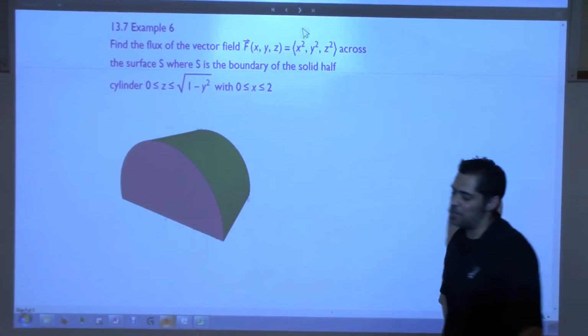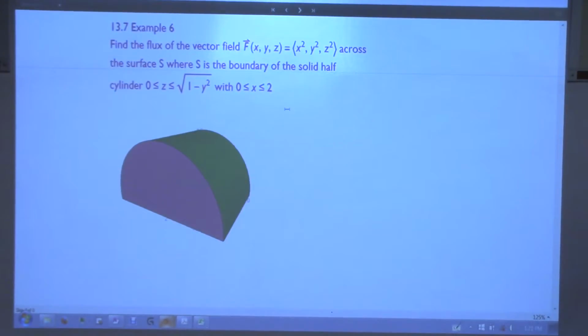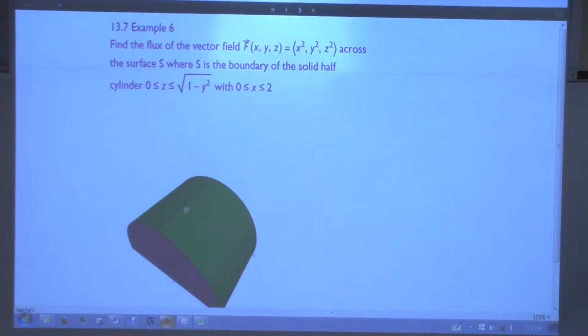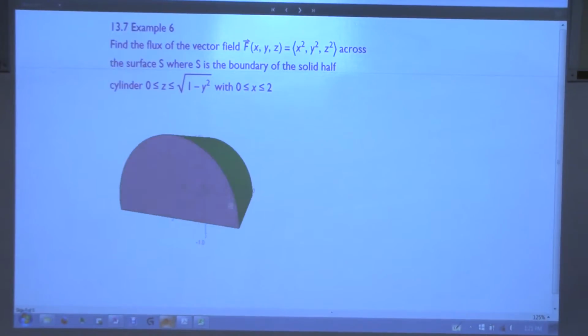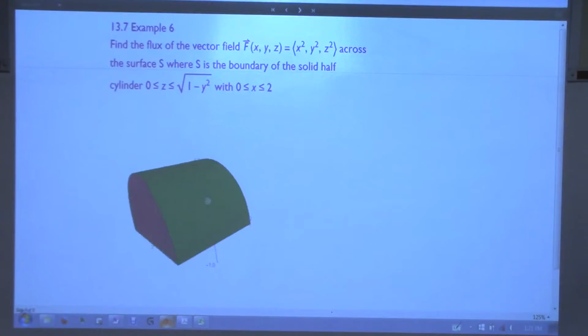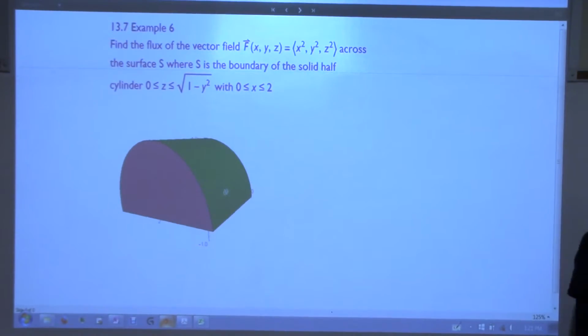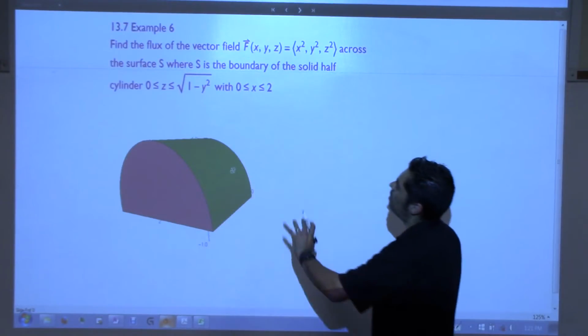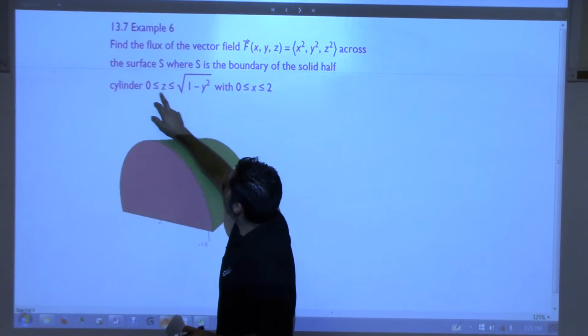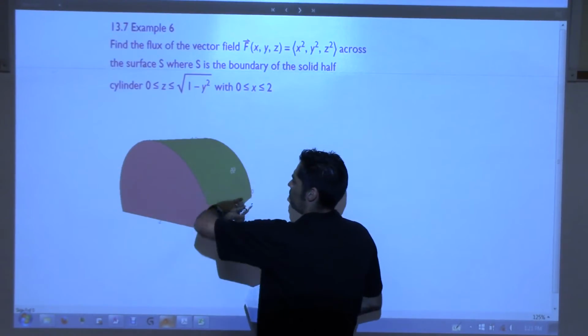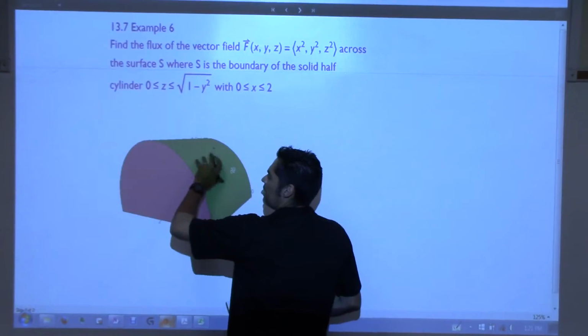All right, look at this object. You have a surface that looks like one of those aircraft hangars, right? We want to find the flux on this entire surface, S. S is the boundary of the solid half of the cylinder. Z is between 0 and root 1 minus y squared. That draws basically this and everything inside.